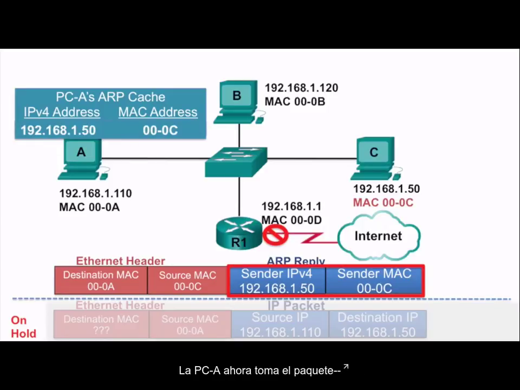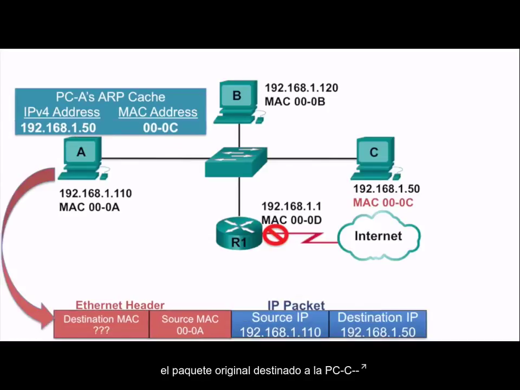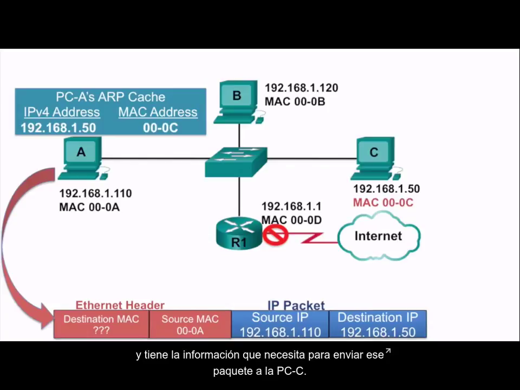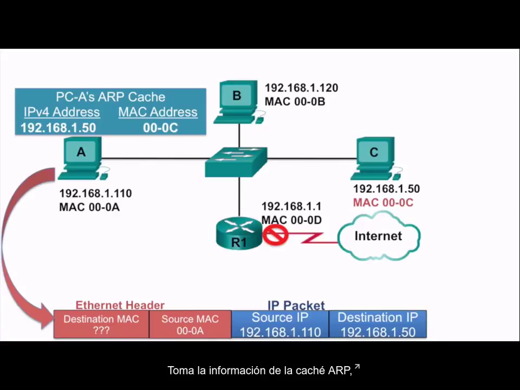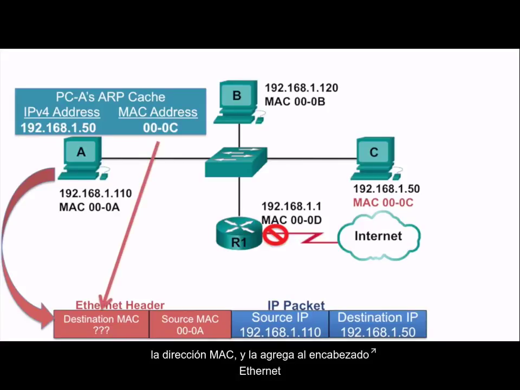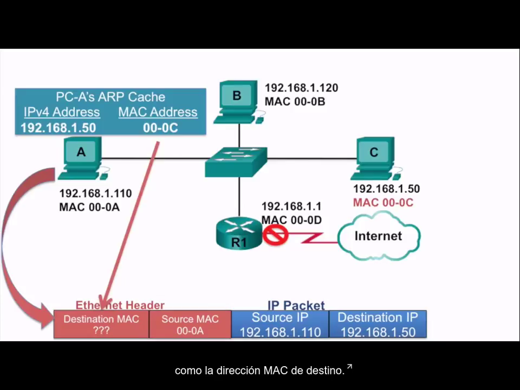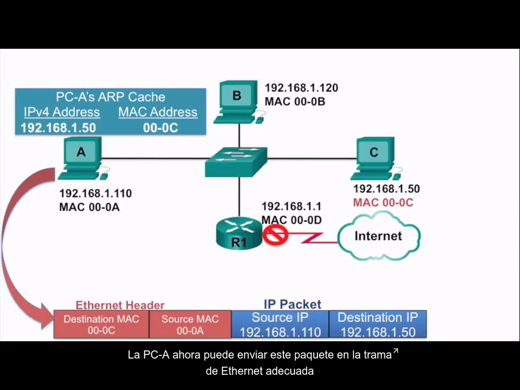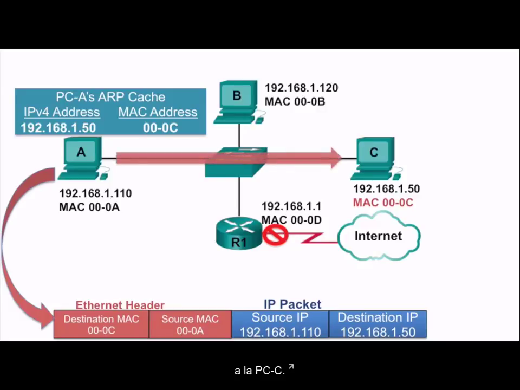PCA can now take the original packet destined for PCC off hold, and has the information it needs to send that packet to PCC. So it takes the information from the ARP cache, the MAC address, and adds that to the Ethernet header as the destination MAC address. PCA can now forward this packet in the proper Ethernet frame onto PCC.